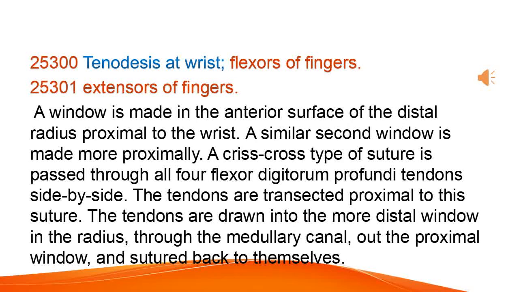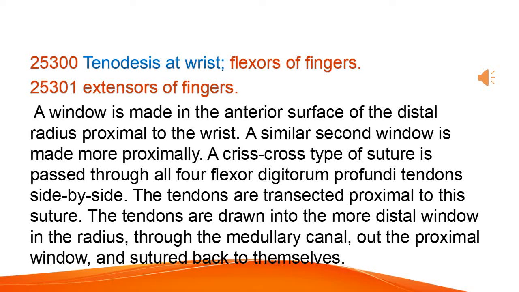Tenodesis at wrist, flexors of fingers, extensors of fingers. A window is made in the anterior surface of the distal radius proximal to the wrist. A similar second window is made more proximally. A crisscross type of suture is passed through all four flexor digitorum profundus tendons side by side. The tendons are transected proximal to this suture.